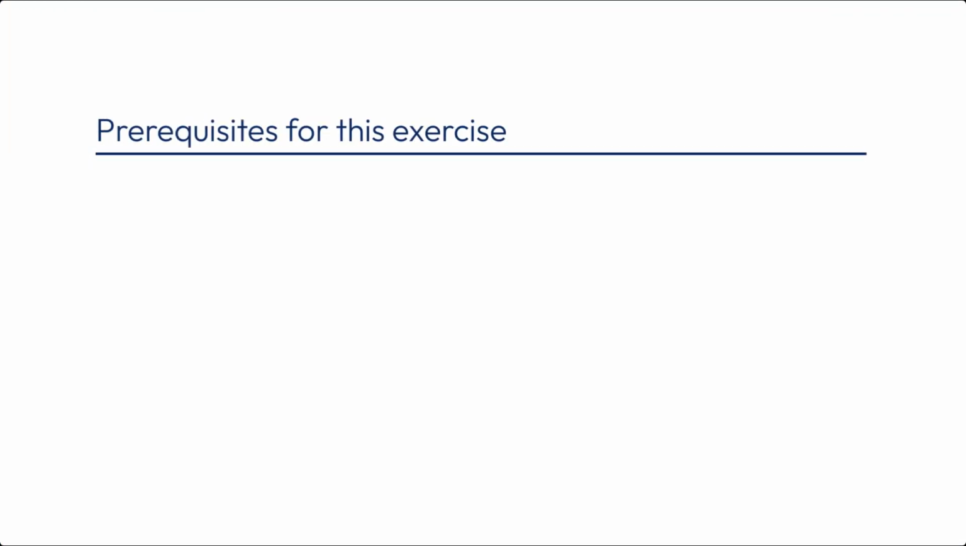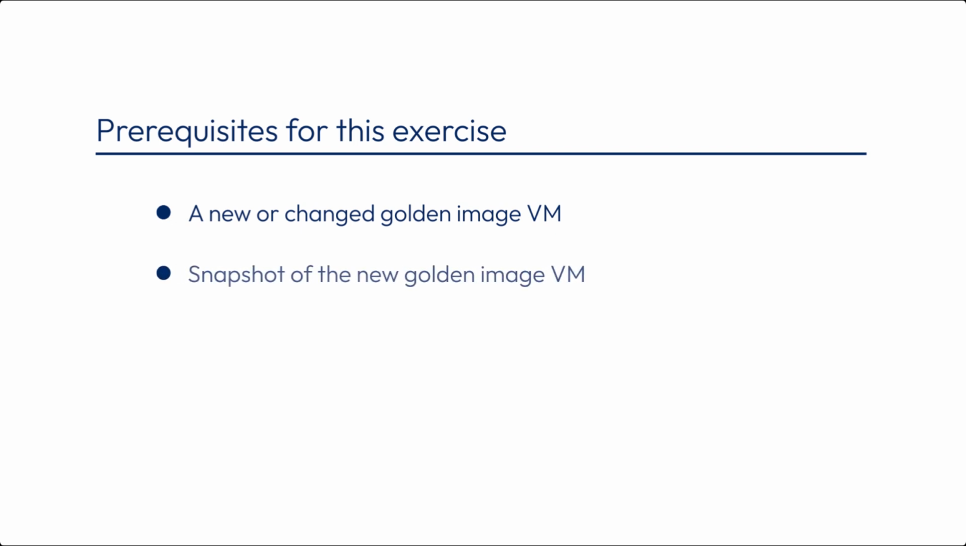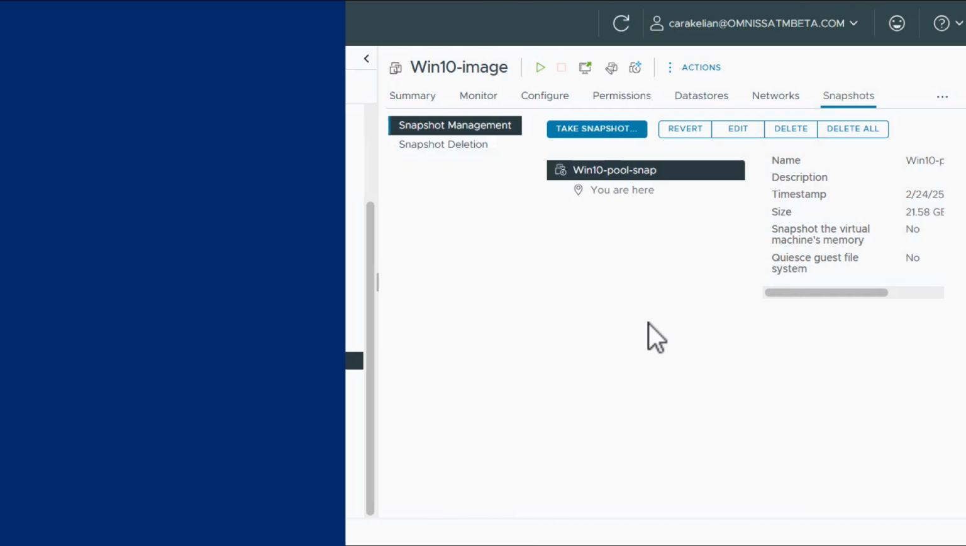Before you try this out, you need to have an existing instant clone desktop pool, and then you need to make changes to the golden image. You can either make changes to the VM you used the first time, or you can use a different VM entirely. And finally, you'll need to power off that changed VM and take a VM snapshot. I'll just go through the snapshot part.